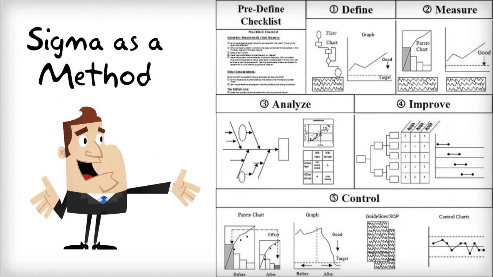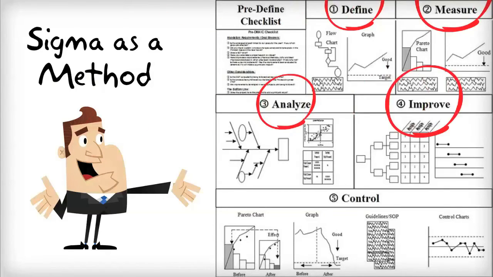One very important definition of sigma is Six Sigma as a method. The Six Sigma methodology is made up of 5 stages or phases that is described by the acronym DMAIC, which stands for Define, Measure, Analyze, Improve, and Control. We focus an entire video on the DMAIC framework, and we spent a lot of time explaining the components of each phase. For now, just understand that Six Sigma as a method uses DMAIC to solve problems.